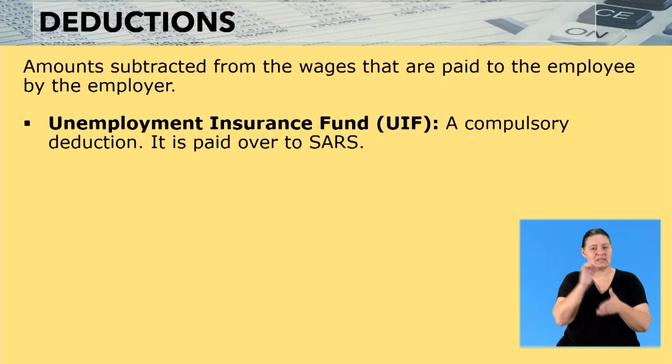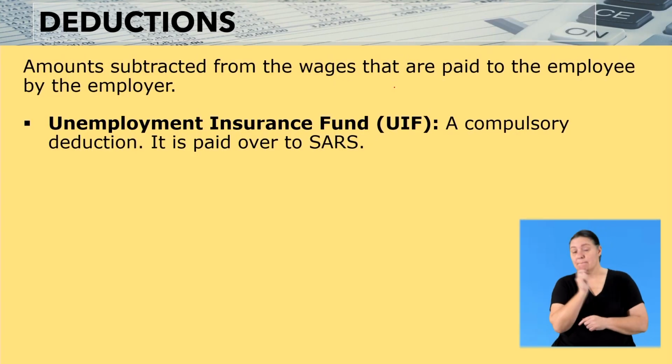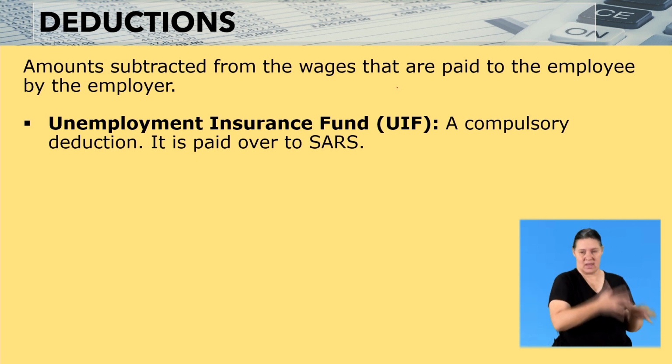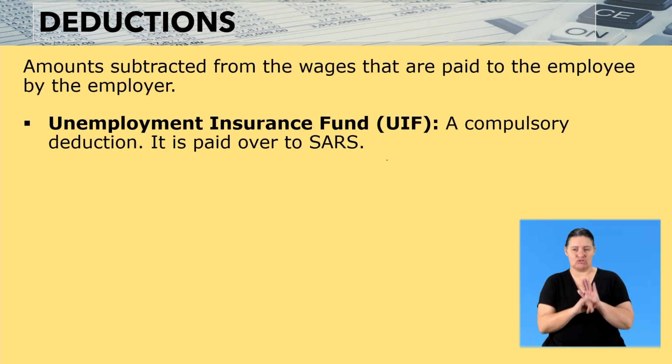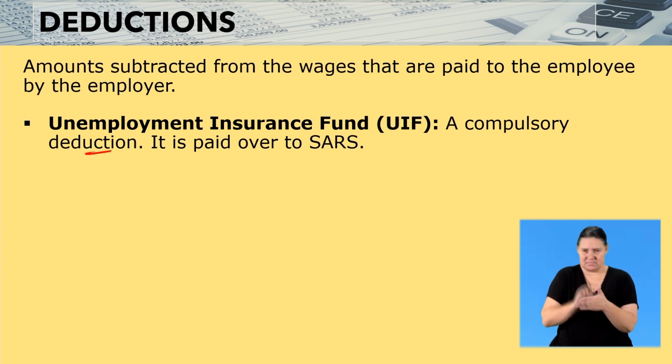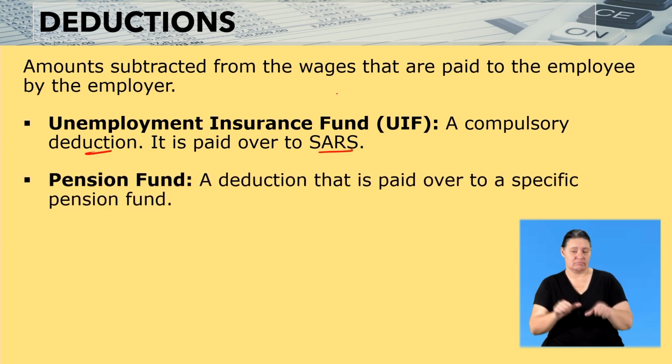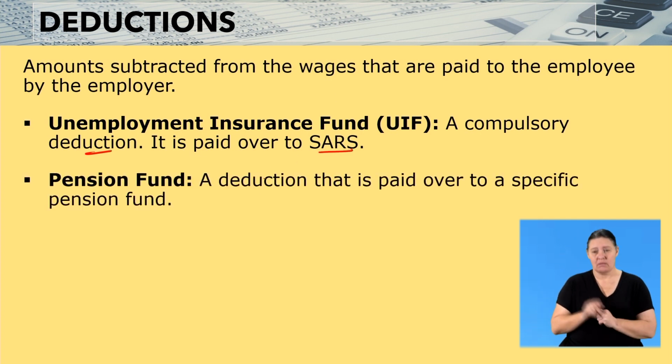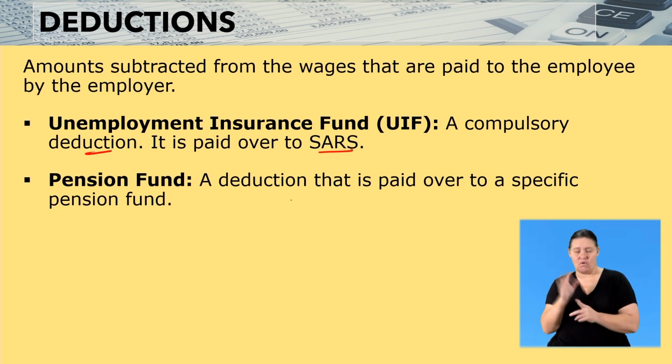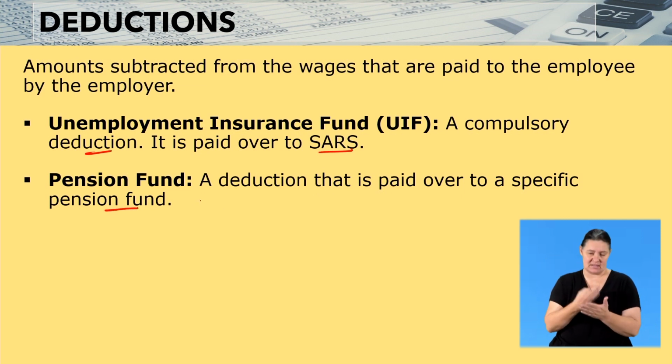Deductions. These are amounts subtracted from the wages and are paid over on behalf of the employee by the employer. Unemployment Insurance Fund, UIF. What is this? This is a compulsory deduction which is paid over to SARS. The next one, pension fund. It is a deduction that is paid over to a specific pension fund.